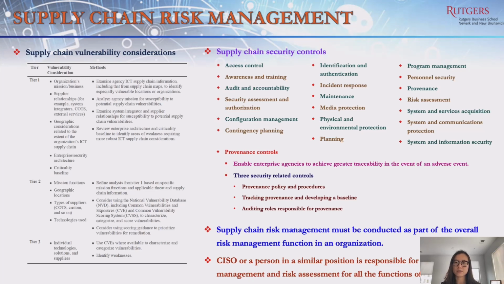To sum up, supply chain risk management must be conducted as part of the organization's risk management function. A Chief Information Security Officer must be ultimately responsible for overseeing risk management and risk assessment of all the functions in the organization, including supply chain risk management.